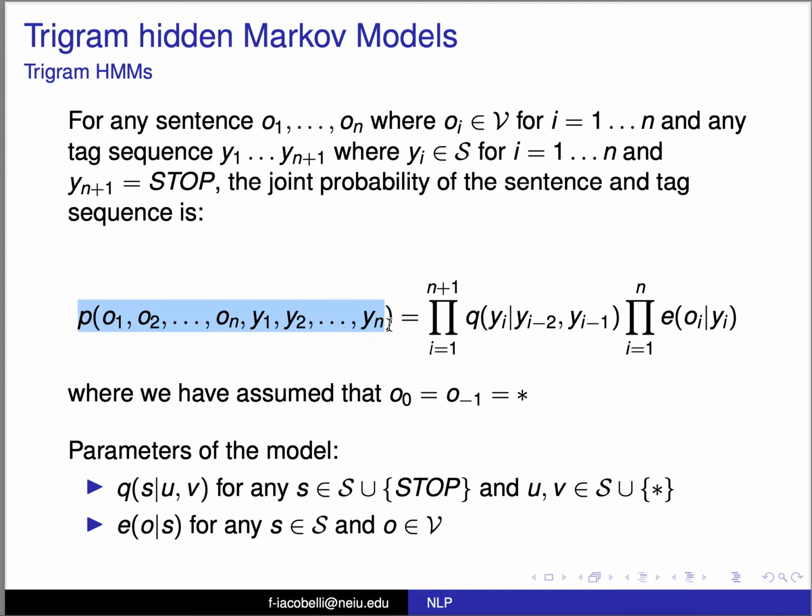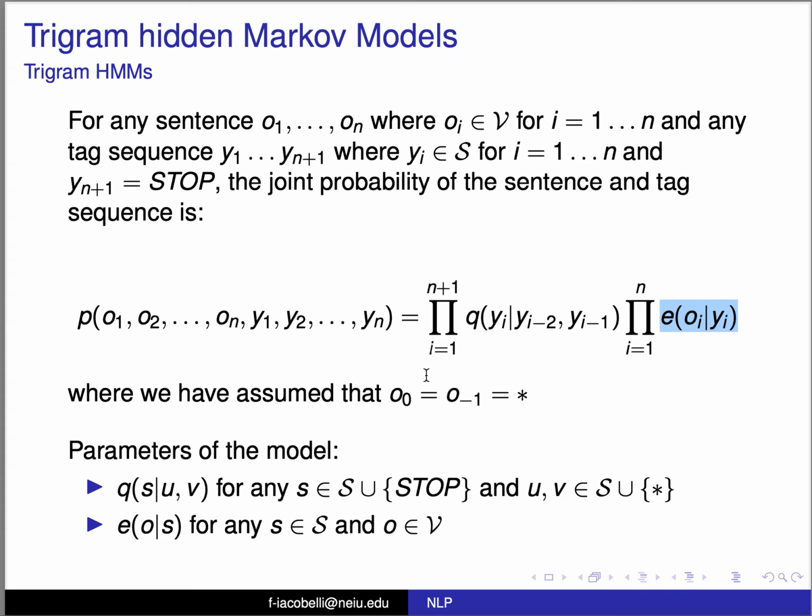We'll have the probability of a sequence of words together with a sequence of tags be the product of the transition probabilities, so the probability of whatever tag I am on given the previous two tags, times the probability of the emissions, so the observed word given the corresponding tag.